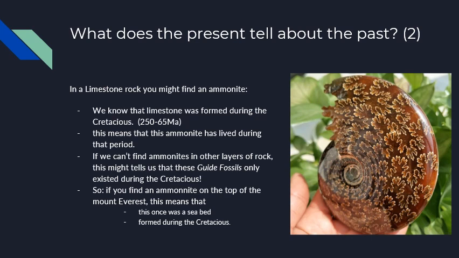And if you're not able to find ammonites in other layers of rock, this might tell us that these guide fossils only existed during this period, during the Cretaceous. So, if you hike to the top of Mount Everest and you find a fossil of an ammonite, this means that this was a seabed and it was formed during the Cretaceous. So, if you're talking about guide fossils, they guide you to the information that you need to know in what era a certain species lived.